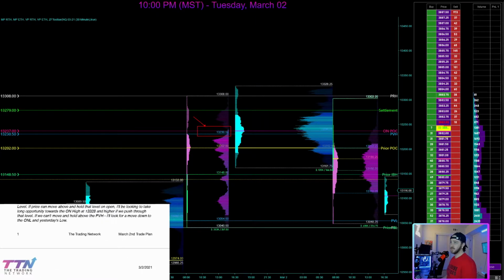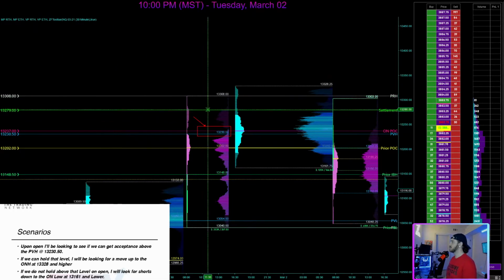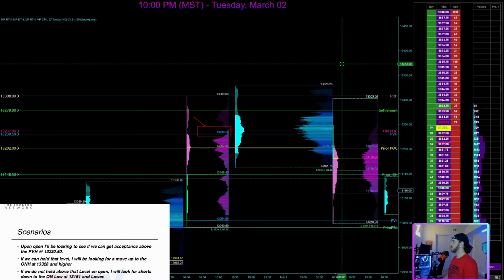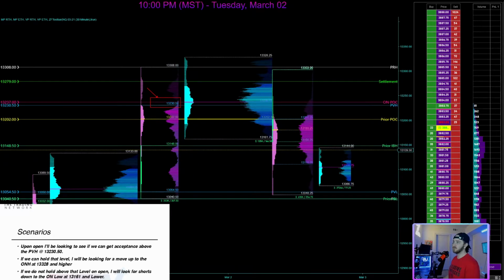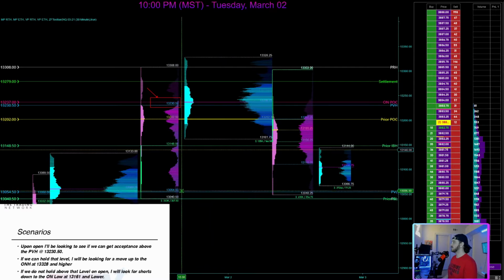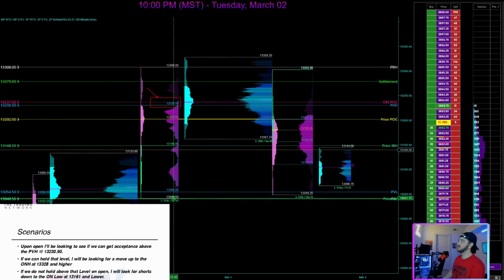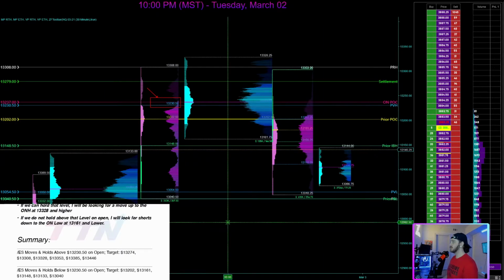So scrolling down here and getting into these scenarios. Upon open, I was looking to, again, see if we could get acceptance above 13,230 right here. And if we could, then I was looking for a move to the overnight high. On the flip side, if we could not get acceptance above the prior value area high, I was going to be looking for shorts down to 13,161 and lower. That was the overnight low. And if we broke the overnight low, I was indeed looking for a move back down into the prior range low. So let's dig into the summary with the targets here.